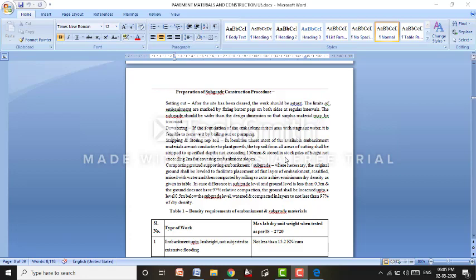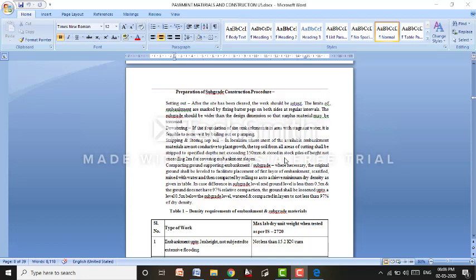Then dewatering, if that project area is a water stagnant area, then definitely that water needs to be drained away, so that water needs to be removed. Why? Because obviously when water comes in contact with the subgrade or any of the layers of the pavement, then definitely that affects the strength of that layer, which in turn may end with the whole structural failure of the pavement. That's why water needs to be removed.